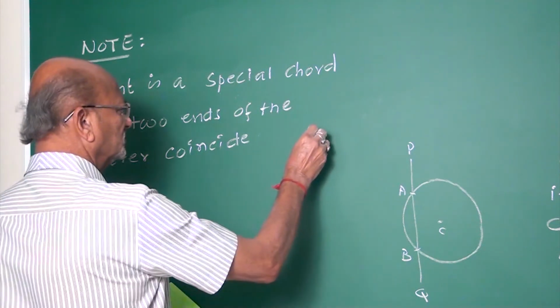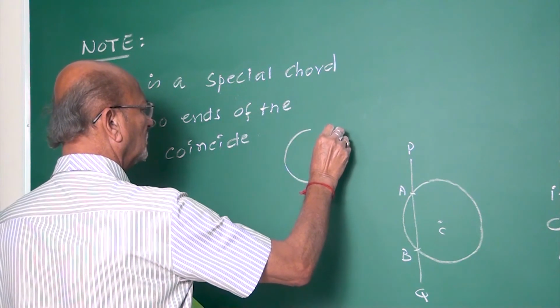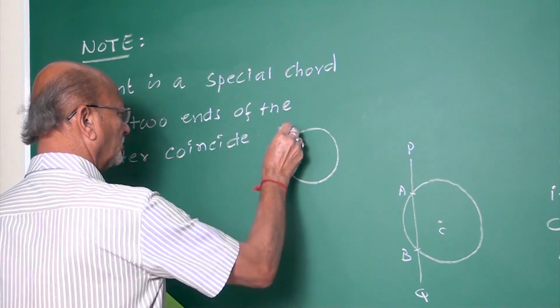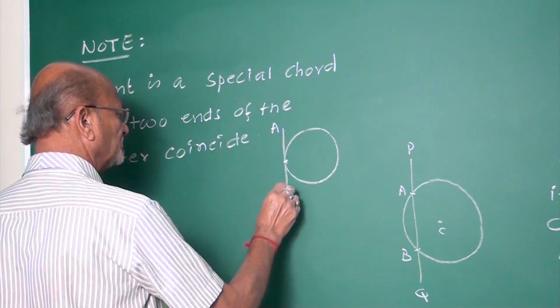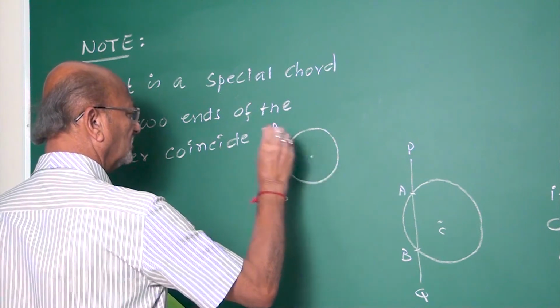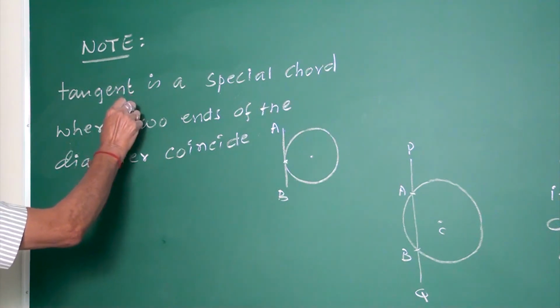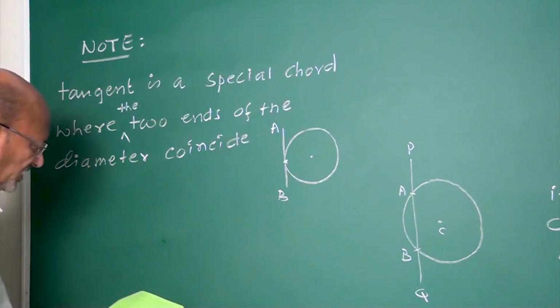Yes, the two ends coincide. It is a special type of chord. Tangent is a special chord where the two ends coincide at one point.